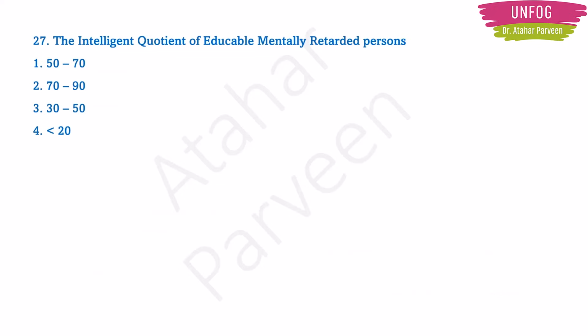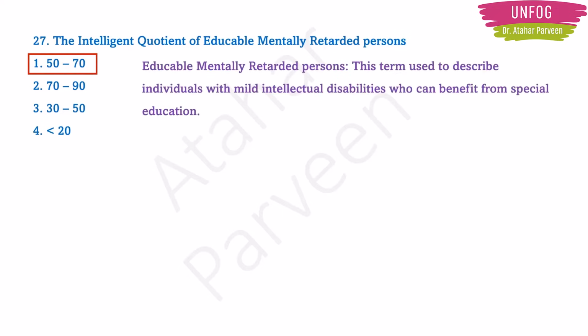The intelligent quotient of educable mentally retarded persons. So we have to say the IQ of educable mentally retarded persons. It is 50 to 70. Actually, these educable mentally retarded persons are those individuals who have mild intellectual disabilities. Their IQ is 50 to 70 because these individuals can benefit from special education.